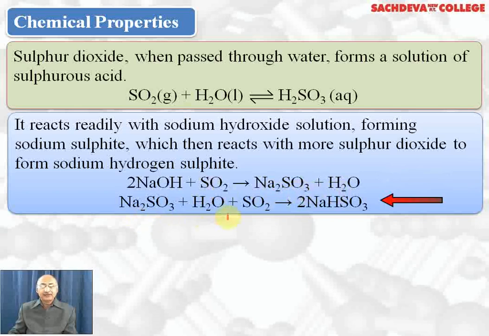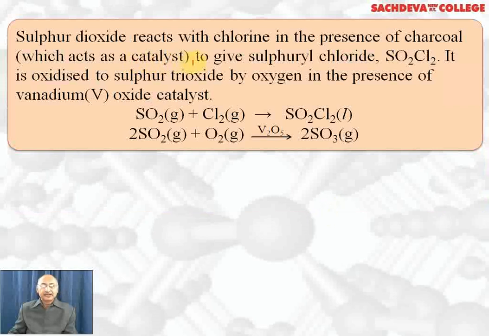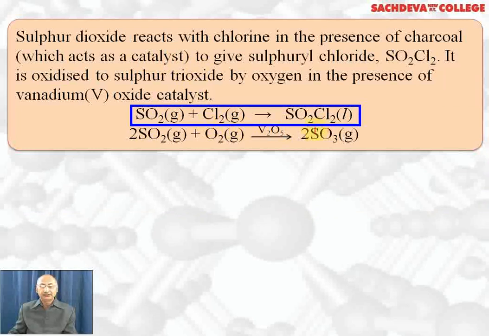If excess SO2 is passed through an aqueous solution of sodium sulfite, it results in the formation of sodium hydrogen sulfite, which is popularly called sodium bisulfite. Sulfur dioxide reacts with chlorine in the presence of charcoal, which acts as a catalyst, to give sulphuryl chloride. SO2 plus Cl2 will give you SO2Cl2 liquid, which is sulphuryl chloride, and it's a good chlorinating agent.